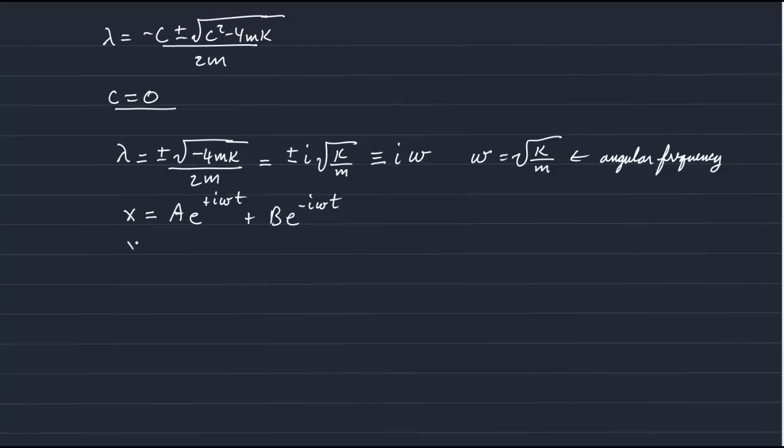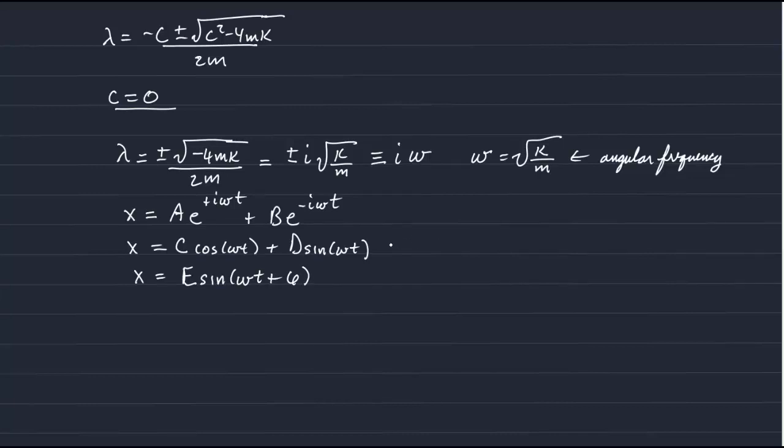We could also write that as x is equal to a different constant c times cosine omega t plus d sine omega t. Remember, we can write e to the i omega t in terms of cosine and sine. So this is an equivalent form of the solution. And yet a third equivalent form, using a trig identity, is e times sine omega t plus some arbitrary angle phi.